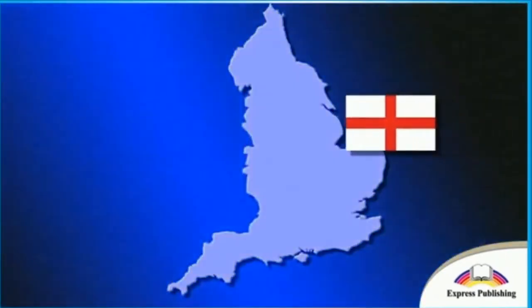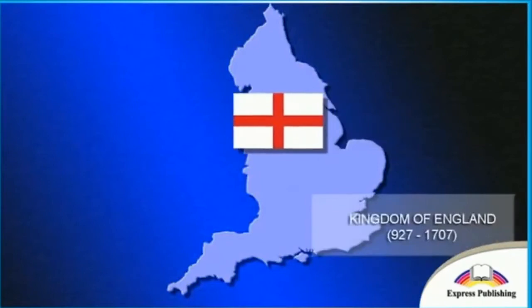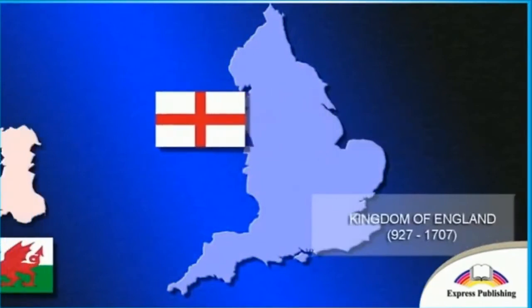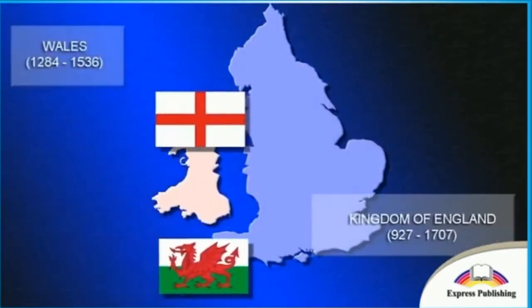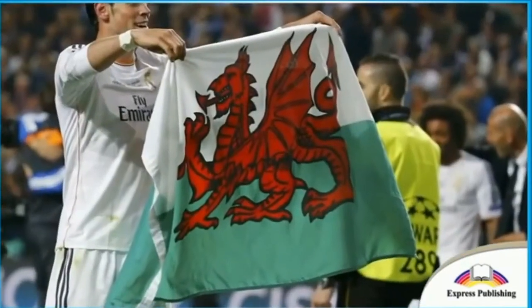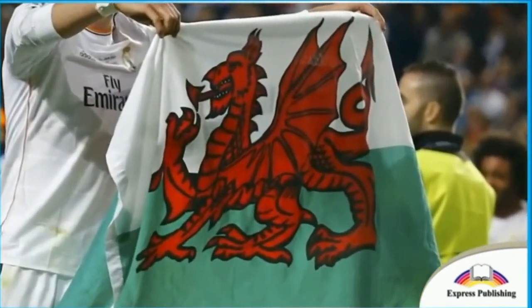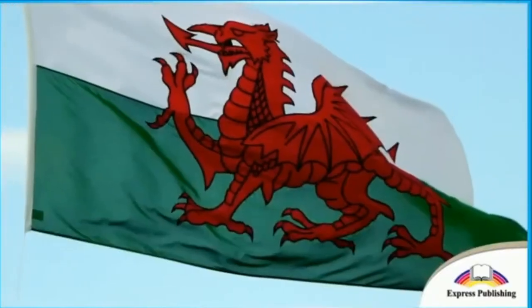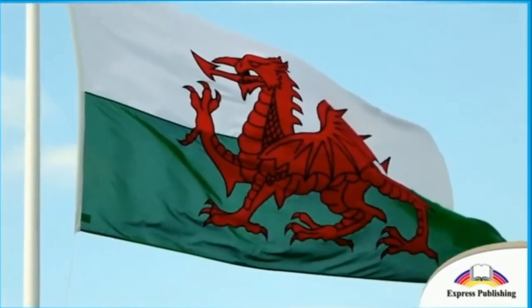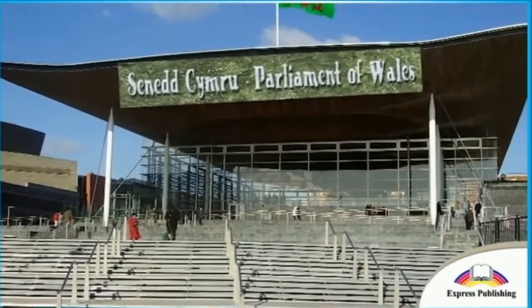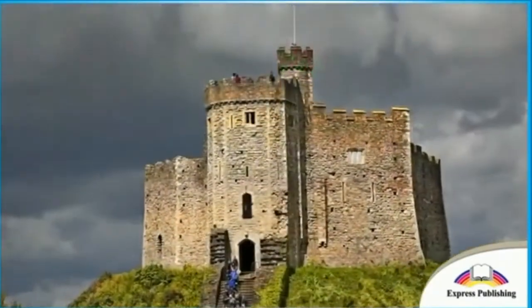Wales is part of the United Kingdom, but this flag is not a part of the Union Jack. The Welsh flag has got a red dragon on it. The background is green and white. You can see this flag on government buildings in Wales.